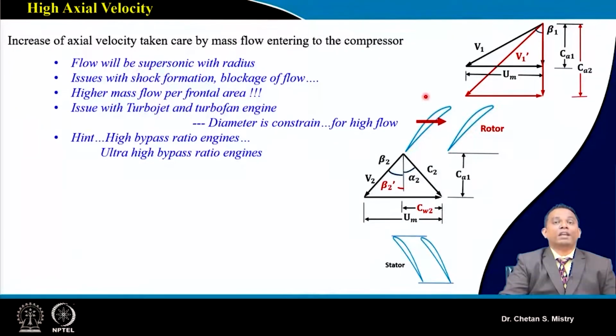Now, there are engines which we are fitting for, say, military engines. Basically, by dimension, the diameter is the constraint, so we cannot go with this option. But that is not a problem, say, for commercial engines, a high bypass ratio engine or an ultra high bypass ratio engine. These innovations have come from this idea of increasing the axial velocity. So we need to start finding the solution for this kind of problem.